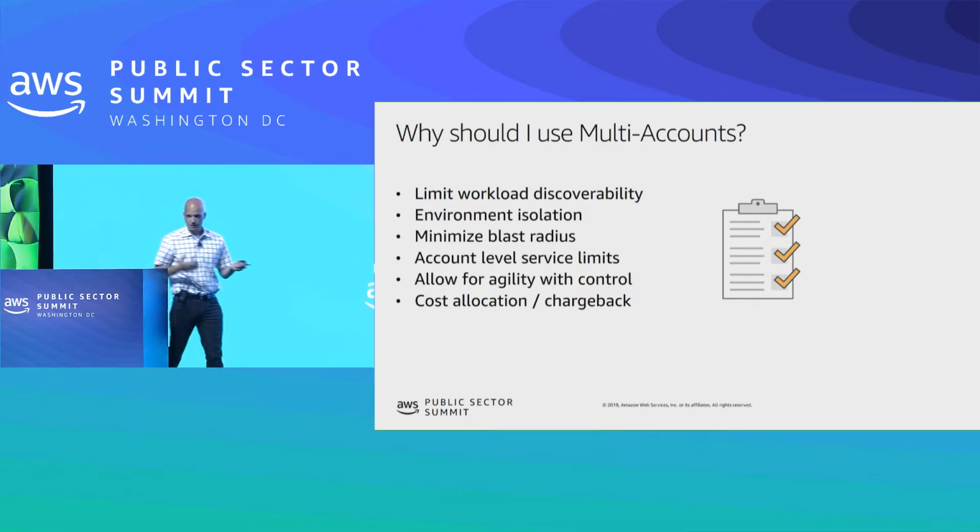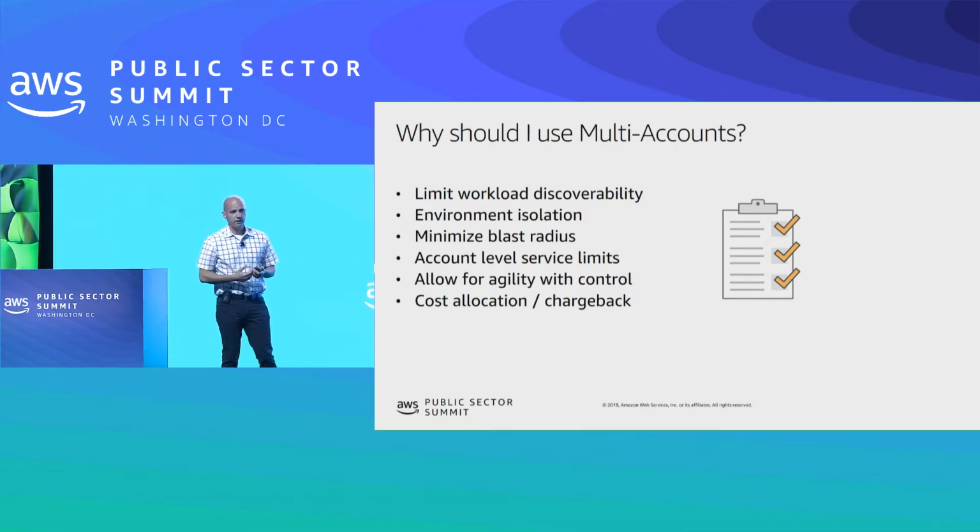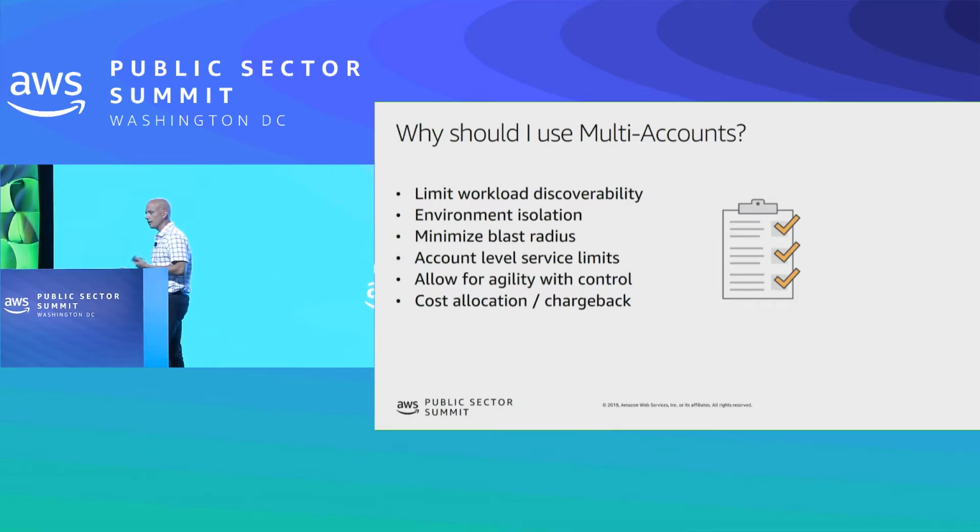One of those could be VPC peering. It's some number, something like 125 VPC peers, before you can't do any more. So if you're using multiple accounts, then multiple projects aren't battling each other to get through those service limits. Another one is cost allocation and chargeback. That's not necessarily a security concern, but generally it is a project or program concern.